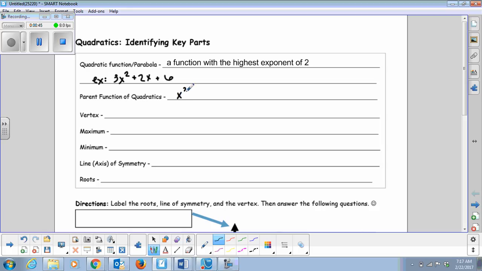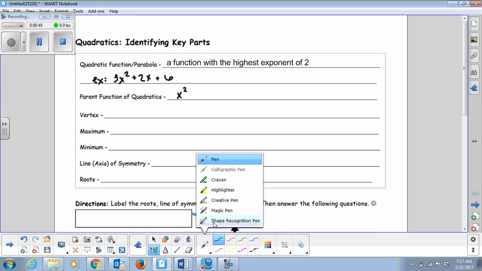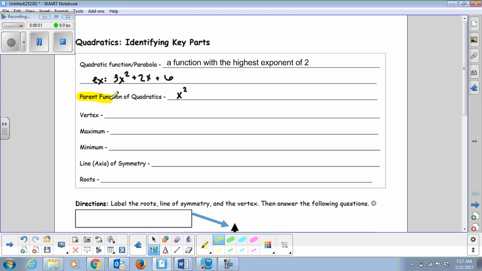We will talk about this a little bit more, but that is something you want to have memorized. So I would go ahead and highlight that one, but you need to commit this to memory. The parent function of quadratics is x squared.